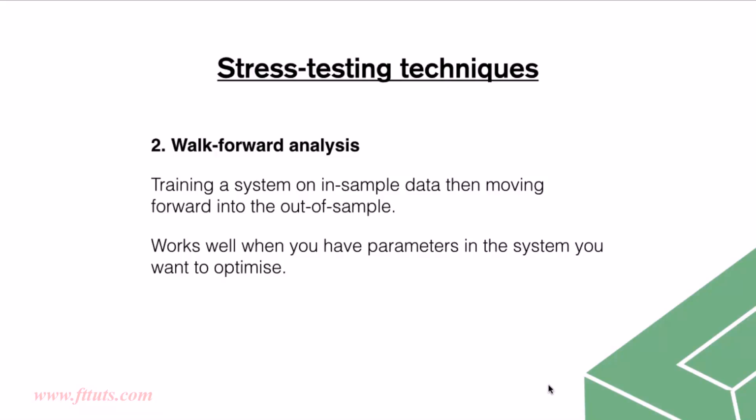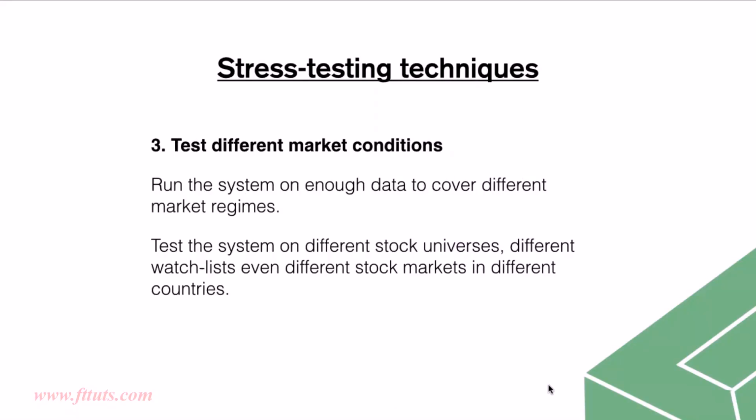Third, test different market conditions. As I've mentioned before, we can run the system on data that includes different market regimes. If we only test the system during a bull market, we won't know how it performs when the market's going down. Alongside that, we can test the system on different stock universes, different watch lists, even different stock markets in different countries. The idea is to try things that give us more information on the strengths and weaknesses of the system itself.